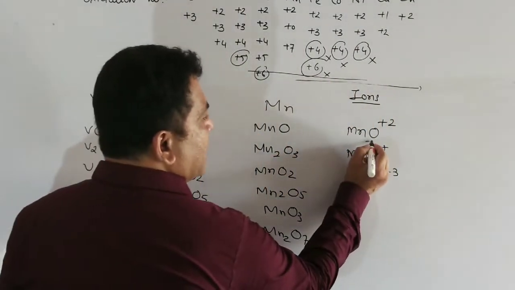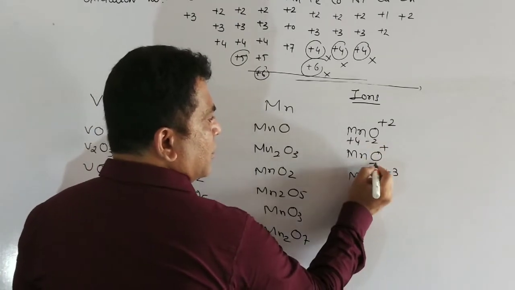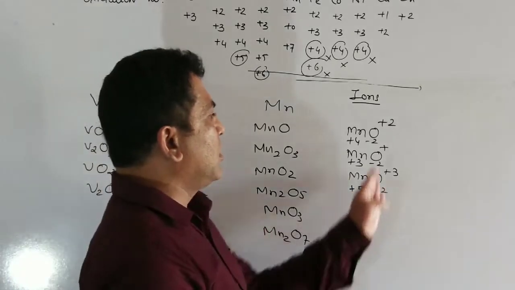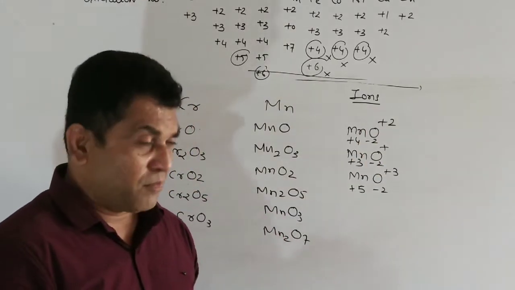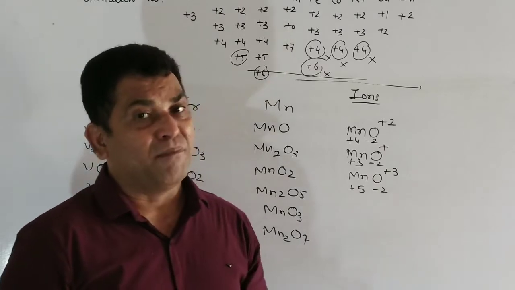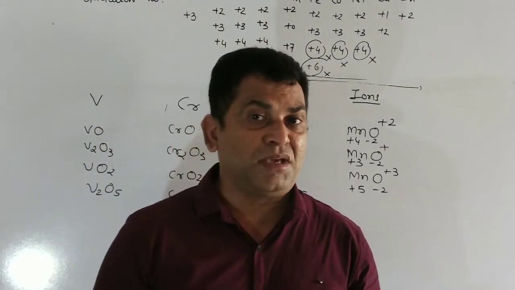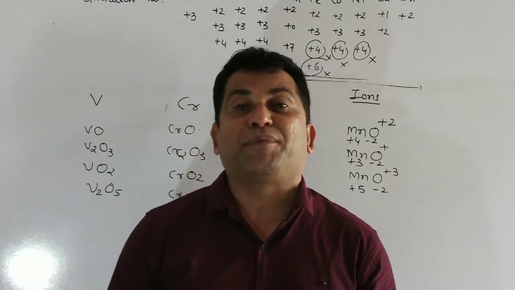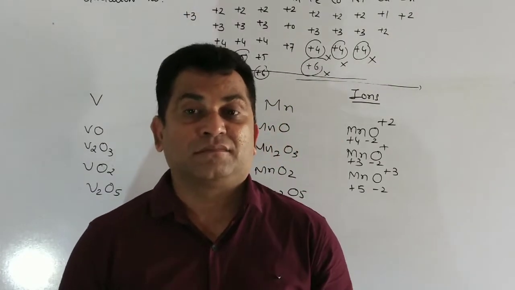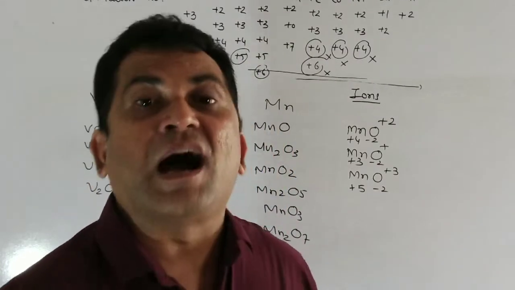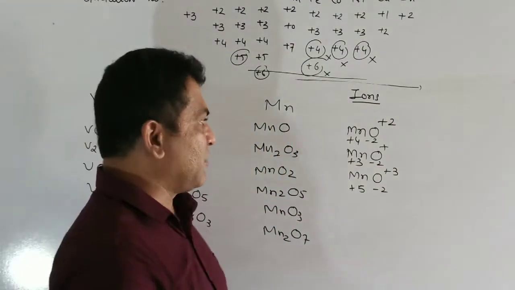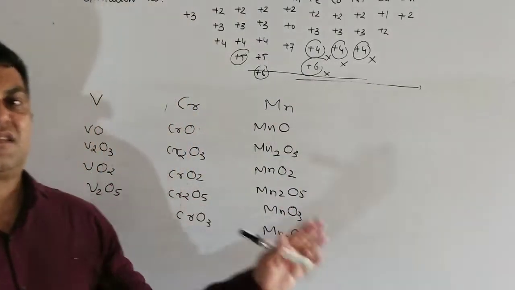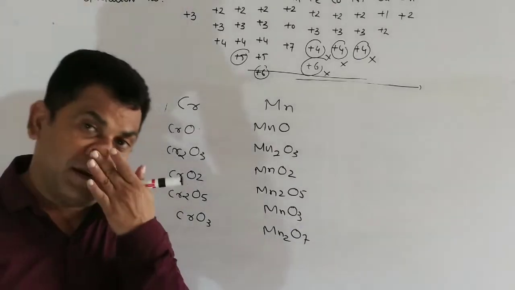For example, here with -2 it is +4, with -2 it is +3, with -2 it is +5. So like that, lots of positive ions of Mn can be made. But dear students, the problem is that they are not naturally available. Once they are prepared, they do not remain in ion form for a longer time. So these are the manganese ions, and we have discussed these ions nicely.